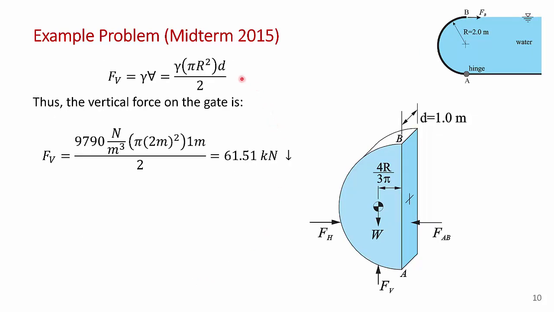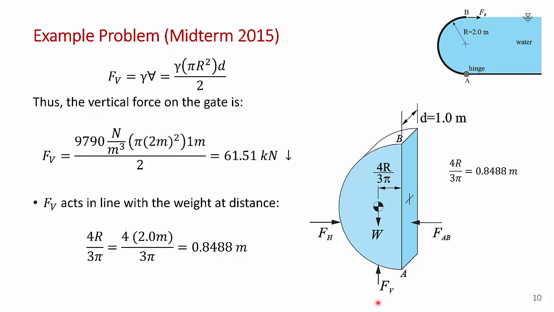So I've reproduced that equation up here, and that's just a matter of substituting in the values. The gamma of water, you're given in the problem that the density is 998 times g, which gives 9790 newtons per cubic meter. That's water at 20 degrees C. The radius of this gate is 2 meters, so pi times 2 squared divided by 2, and then that's the unit depth, and you get 61.51 kilonewtons. You've got to make sure you indicate that the force of the water on the gate is down, even though, be careful, because this arrow shows up. That's the force of the gate on the water.